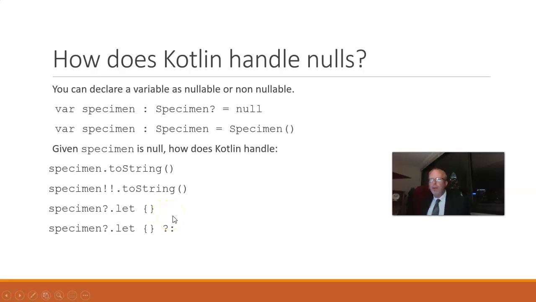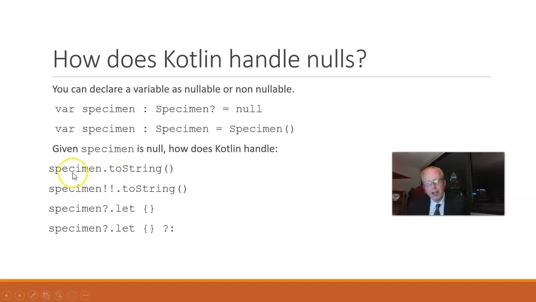Now, one popular way is to use a scoped function, and specifically the let scoped function. A scoped function means it's running within the scope or within the context of a specific object. And here we're saying that we're running this on the specimen object. Once again, this is the nullable specimen variable, and we're assuming that this variable does not contain an object, so essentially it is null.